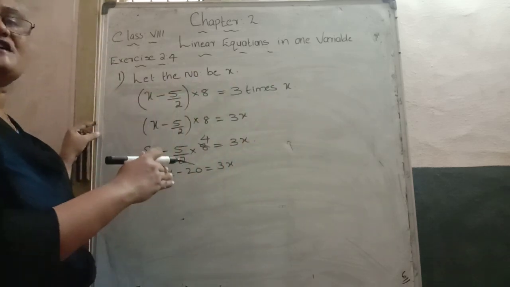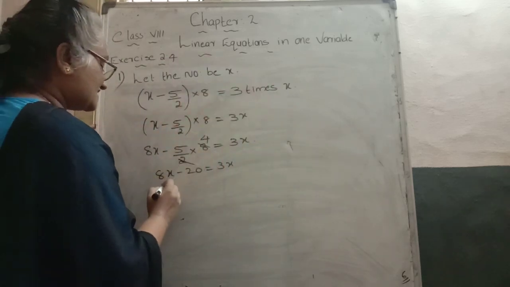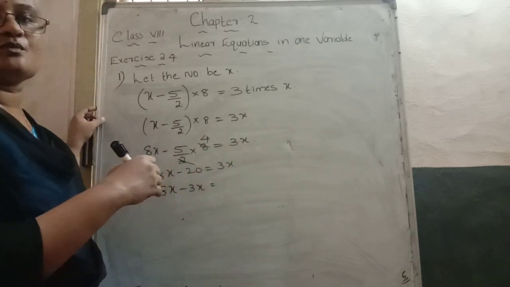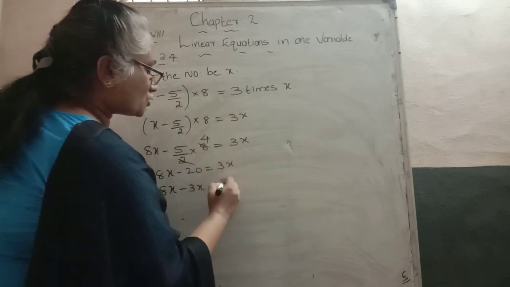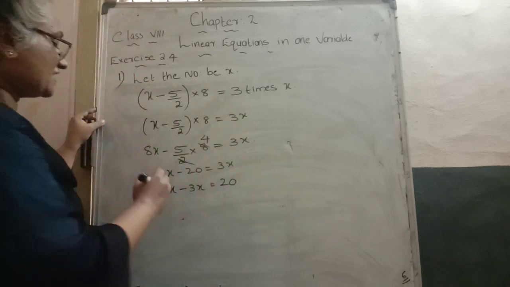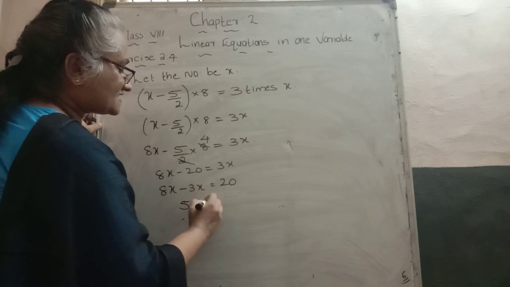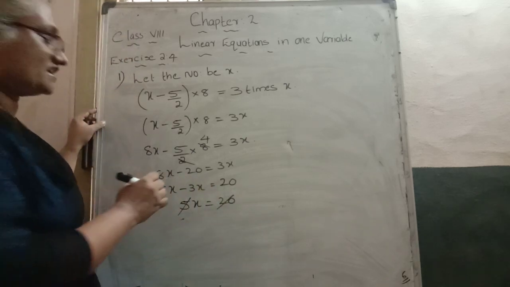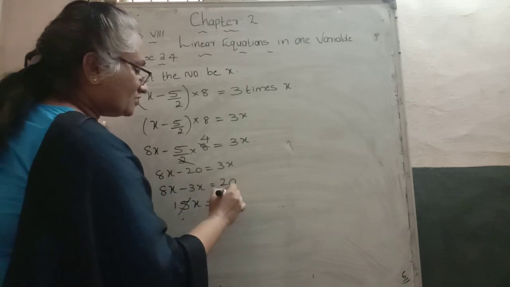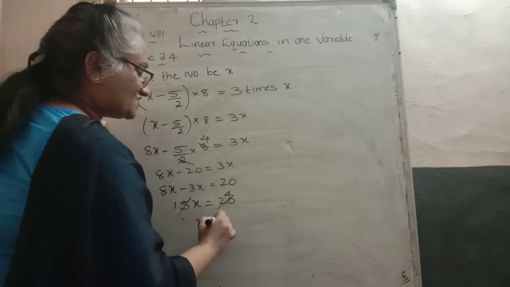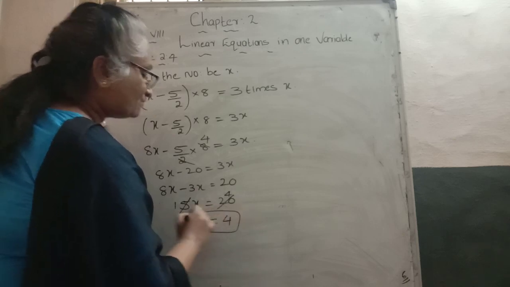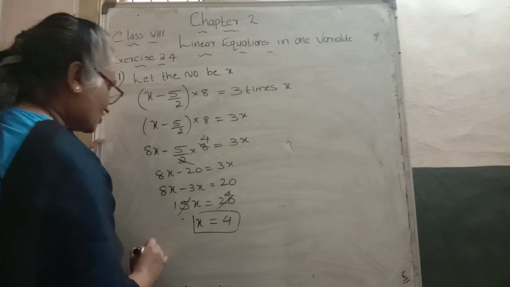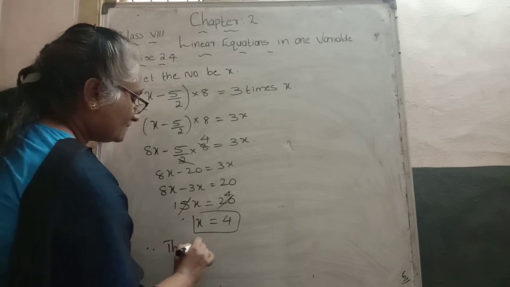Bring the x term to one side and send the constant term to the opposite side. So plus 3x on the right side comes to the left side and changes to minus 3x. Minus 20 goes to the opposite side and becomes plus 20. 8 minus 3 becomes 5x equal to 20. Use the 5 table to cancel on both sides: 5 ones are 5, 5 fours are 20. So 1x means x, and x equals 4. That means the number she thought of is 4.